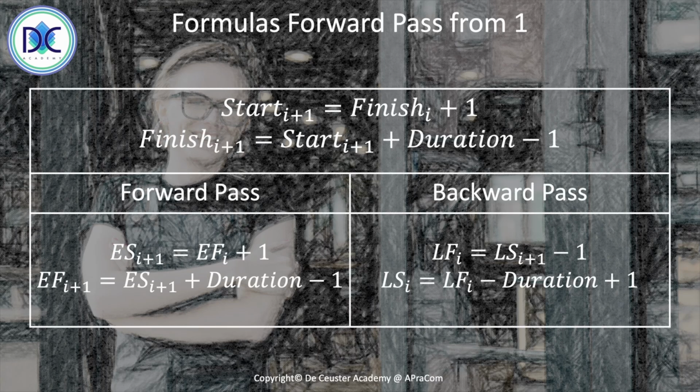We already had the formulas for the forward pass, and now we can deduce the formulas for the backward pass. The late finish of the predecessor is equal to the late start of the successor minus 1, and the late start of the activity is equal to the late finish time minus the duration plus 1. It's a very simple mathematical transformation between the two formulas, but these are the formulas that we are going to use when we are calculating the backward pass.